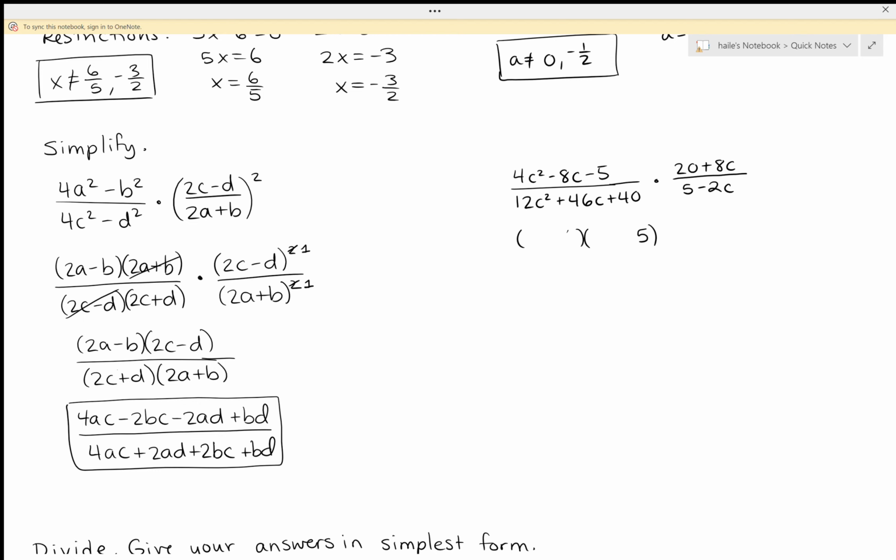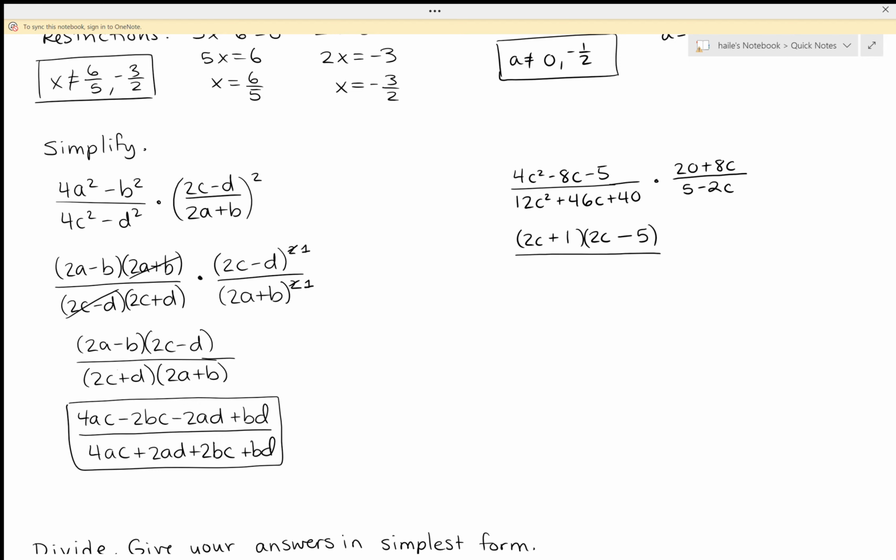So we know one of them must be a 5 and one of them must be a 1. And so we want to place factors of 4 in such a way that we'll end up with 8 in the middle. So I don't think that 4 and 1 will work. So let's try 2 and 2. If I have a 2c and a 2c, that's going to give me 10c and 2c, which will allow me to get negative 8c, as long as the 10 is negative and the 2 is positive. So that's how I factor the top.